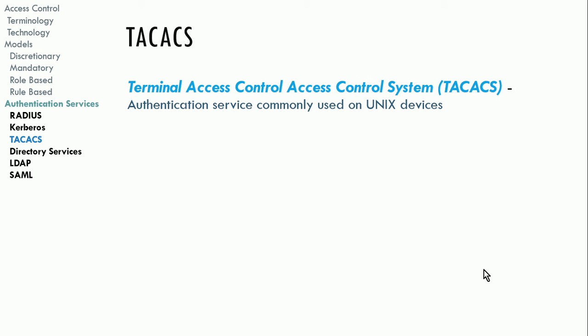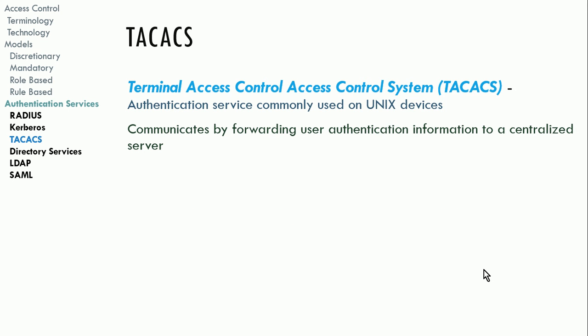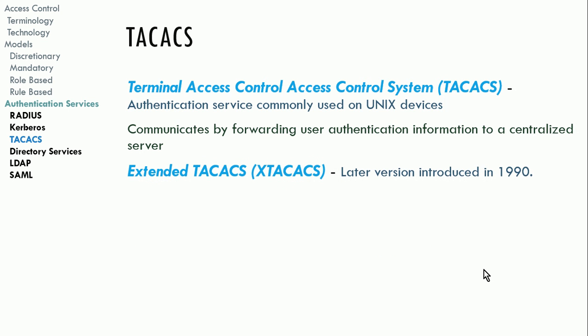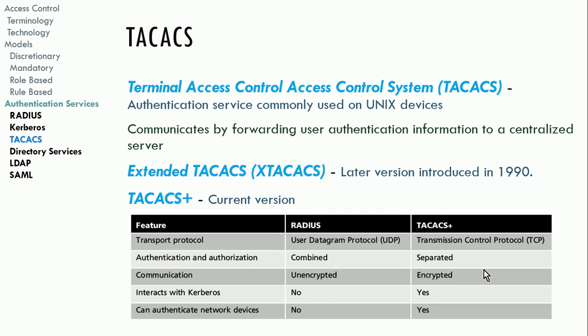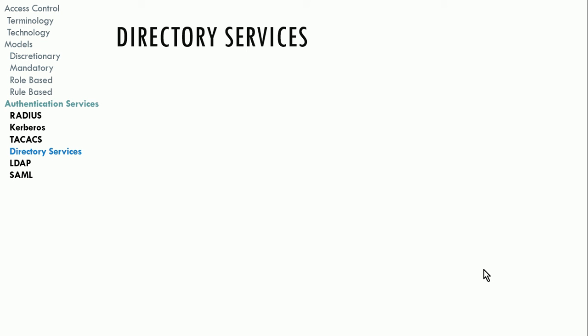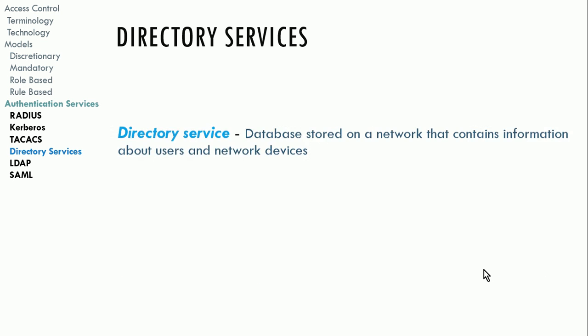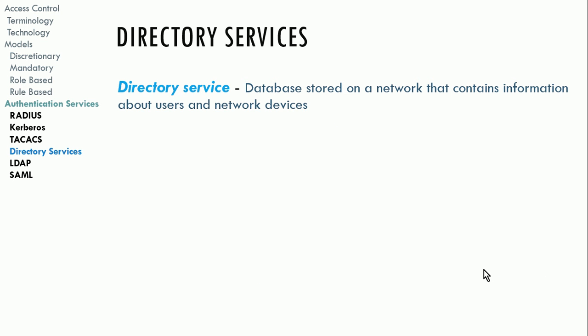TACACS is a little less common than the other services that I talked about. So TACACS is an authentication service used on Unix devices. It communicates by forwarding user authentication information to a centralized server. There's Extended TACACS, which was developed in 1990. Again, kind of an old standard, but then TACACS Plus is the current version. And again, it's used mostly in the Linux world for certain authentication services between Linux devices. So, for example, if you're using certain network file system and things like that, like NFS, it might use TACACS.